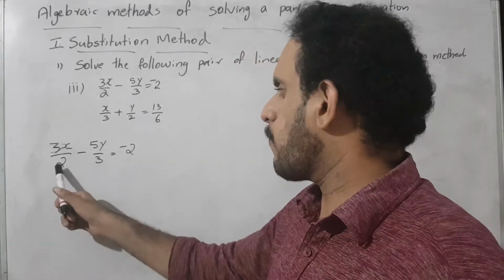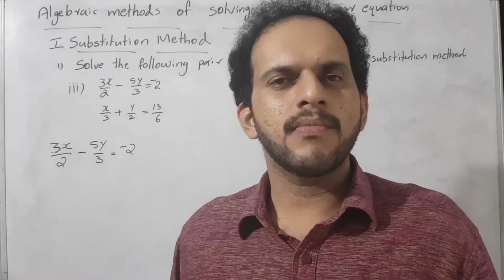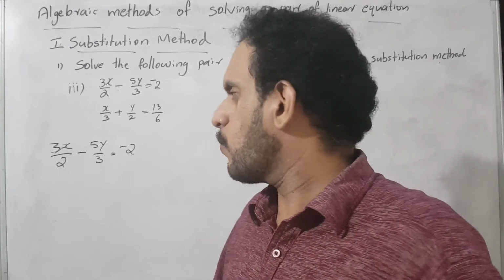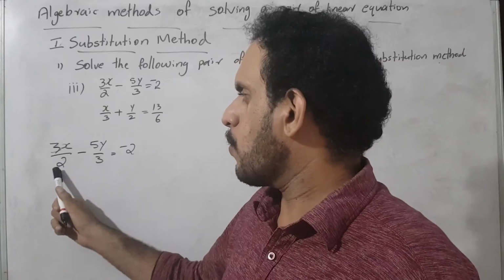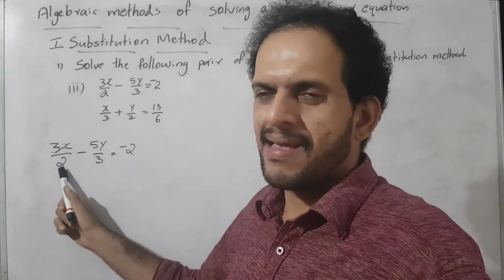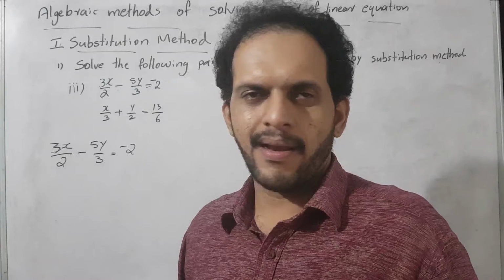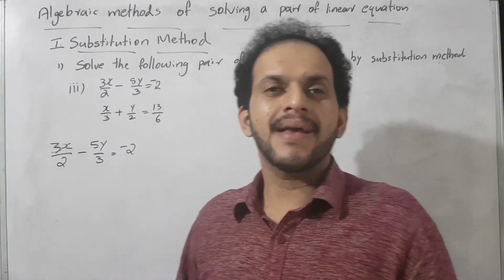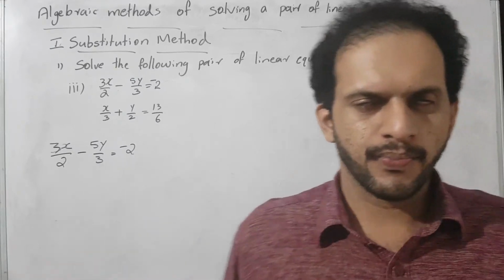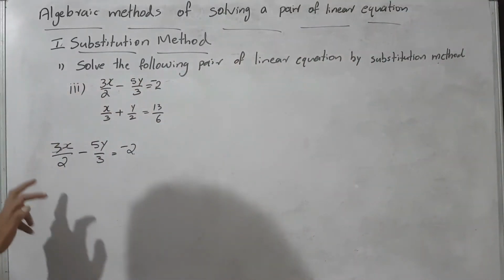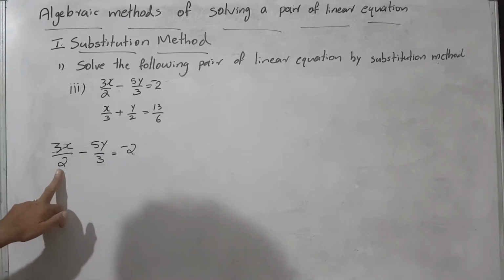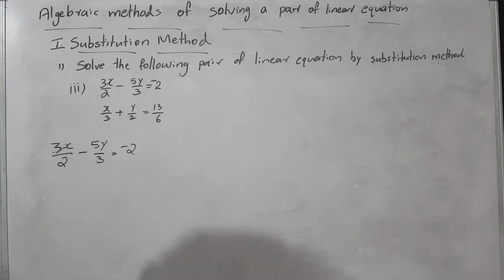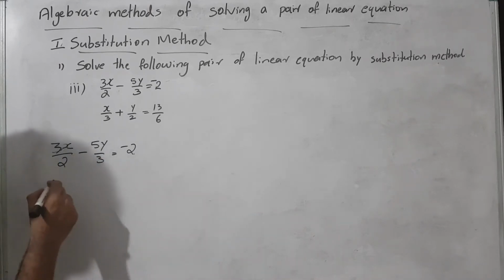What is the LCM of 2 and 3? The LCM of 2 and 3 is 6, correct? The next step is to convert 2 as 6 and 3 as 6, correct? That is possible by multiplying by 3 and multiplying by 2. So it's very clear, to convert 2 as 6 we multiply by 3, and to convert 3 as 6 we multiply by 2. So what is the next step?